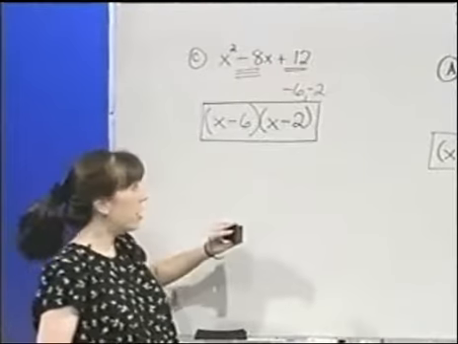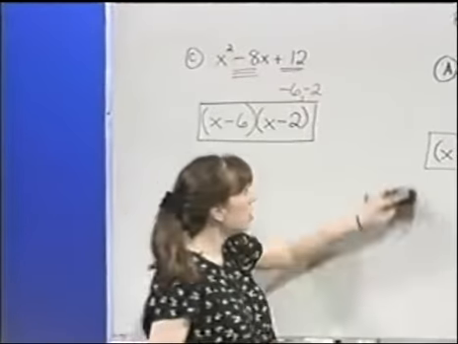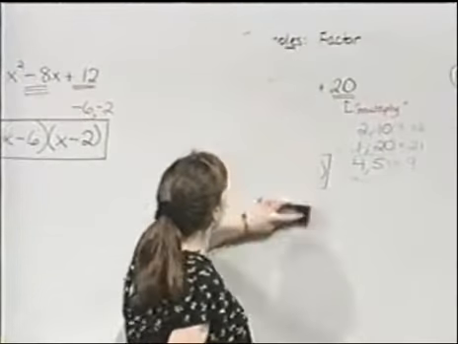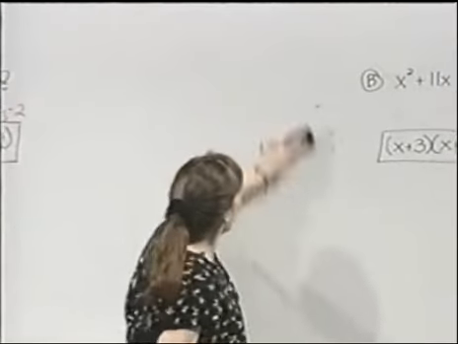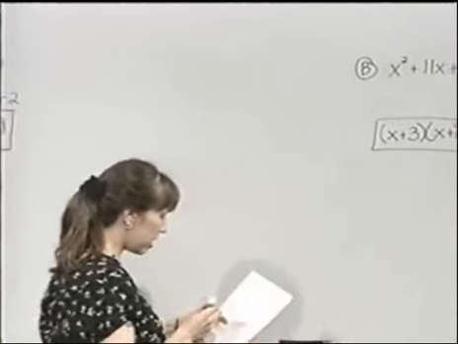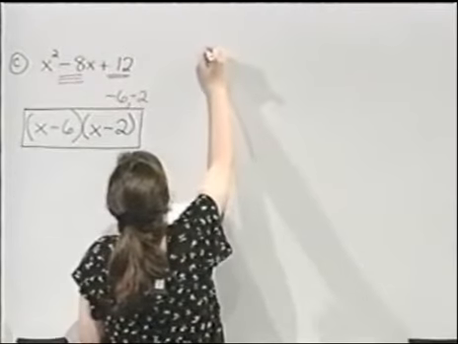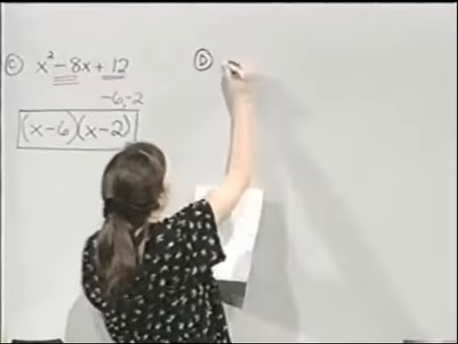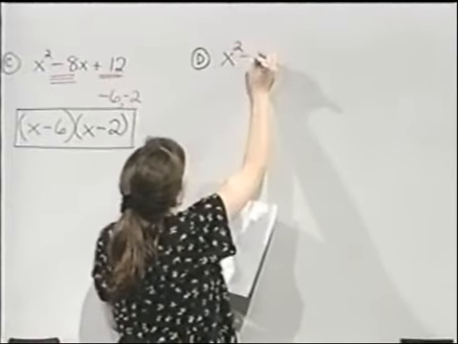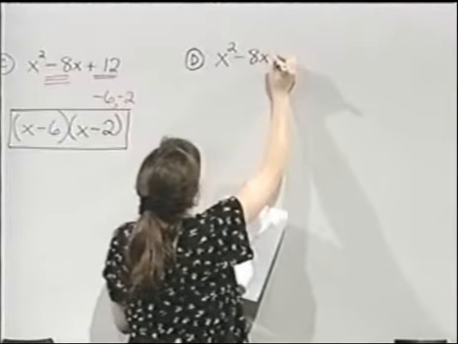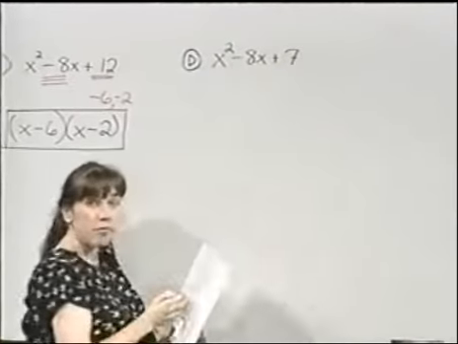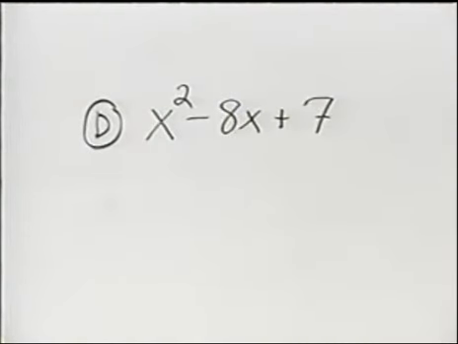Let's take a look at another one similar to that one. So this is example D. And I'm going to erase this one here and give us some more room. Example D. Let's try the polynomial x squared minus 8x plus 7.